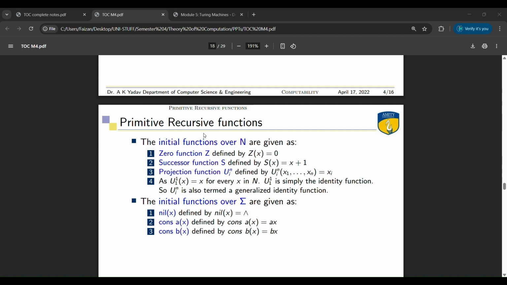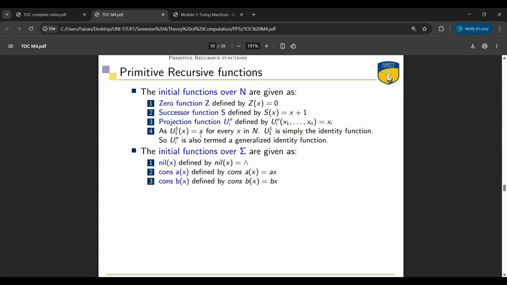Now we have initial functions. These are primitive recursive functions over N and over the alphabet sigma. Over N you have three types. This is the zero function, defined by z(x) = 0. So whatever value you have in x, the answer will be 0. The name states it: zero function. You'll get 0 as the output.